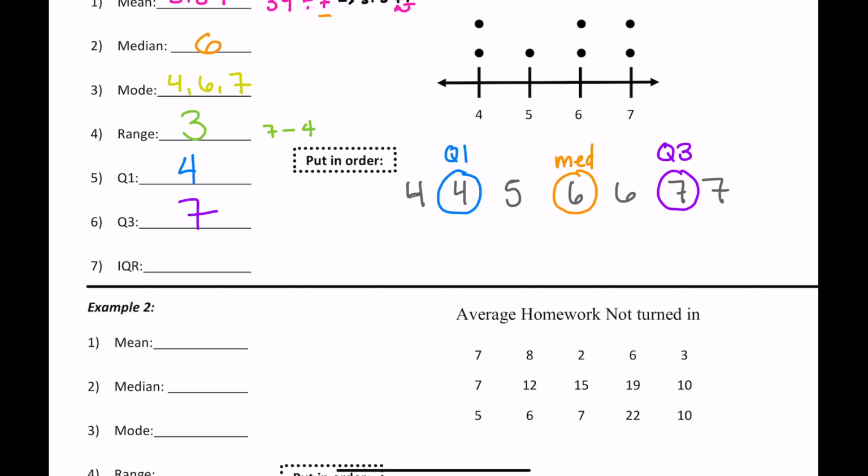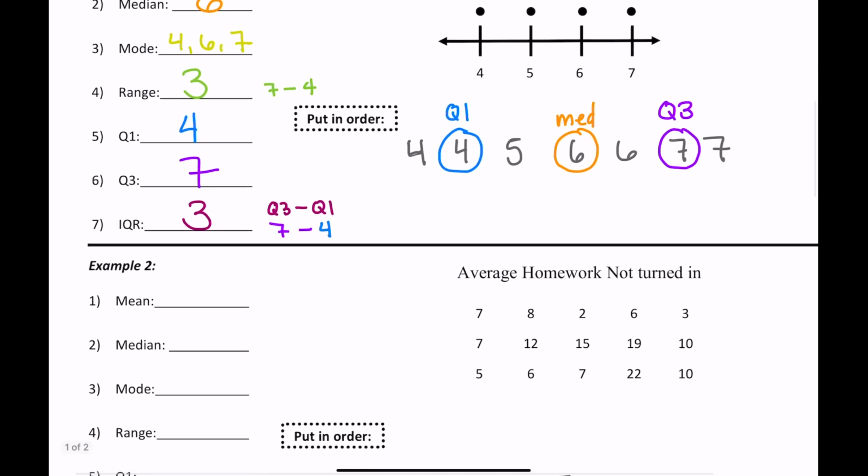IQR, that's the interquartile range. So that means we're taking Q3 minus Q1, where our Q3 was a 7 minus our quartile 1, which was a 4, and that gives us an answer of 3. That's our IQR. Because again, IQR is Q3 minus Q1. My goodness. Let's just move on from that word.